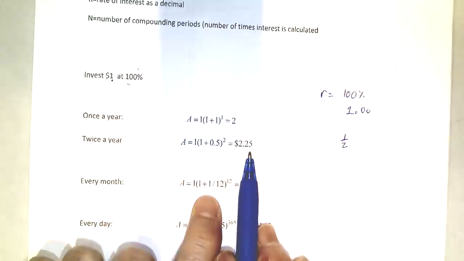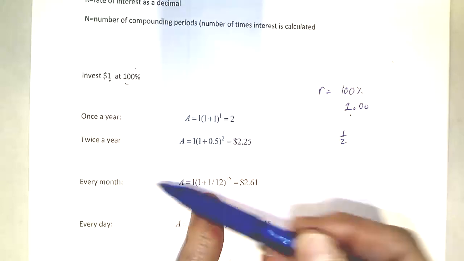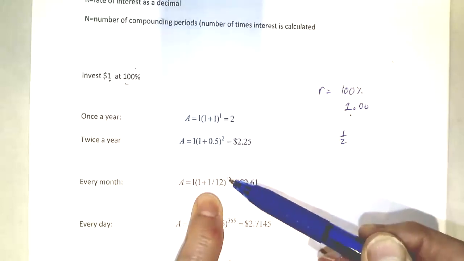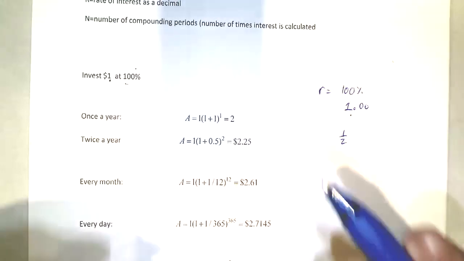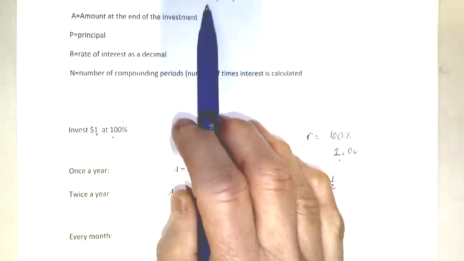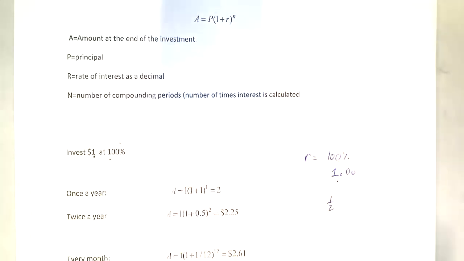If you compound it every month, then basically you're going to take R, which is 1, and divide it by 12 every month, which means you'll be doing it 12 times a year. And look what happens, $2.61. The more often you compound it, the more money you're going to make. And that's what this formula, A equals P times 1 plus R to the n, helps people calculate.